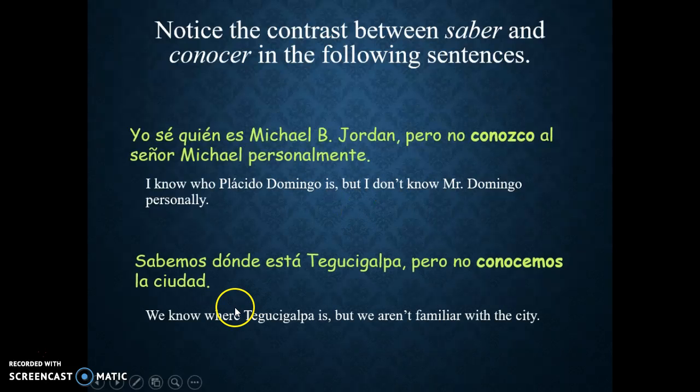Let's look at another one. Sabemos dónde está Tegucigalpa, the capital of Honduras, pero no conocemos la ciudad. We know where Tegucigalpa is, but we aren't familiar with the city. We're not acquainted with it. So sabemos, we know of it. Conocemos, we don't know it personally.